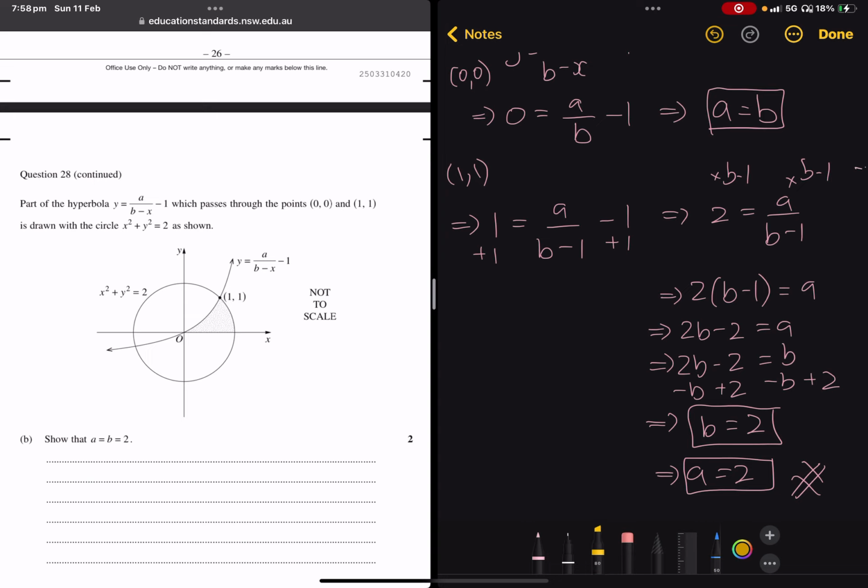So this is part A and B. There is a third part. We're going to do it in a separate video. We're going to go through the marking for these first two parts.